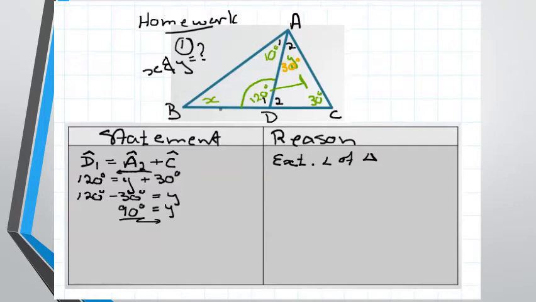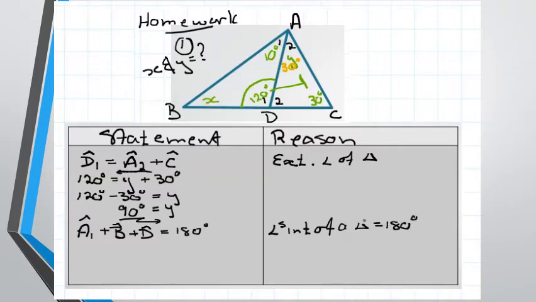If I look now at X, that's the triangle on the left hand side, triangle ABD. So I'm going to say now that angle A1 plus angle B plus angle D must then equal 180 degrees, and the reason: the sum of the interior angles of a triangle equals 180 degrees.